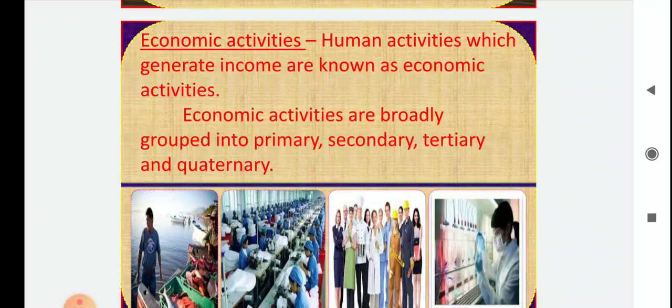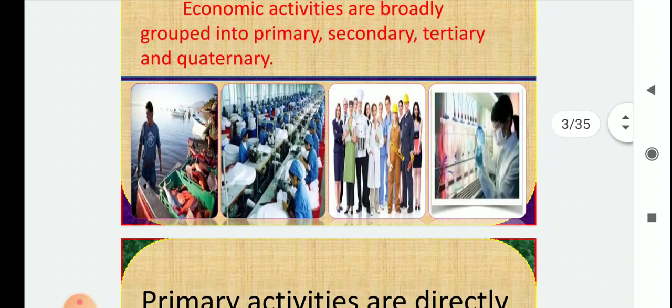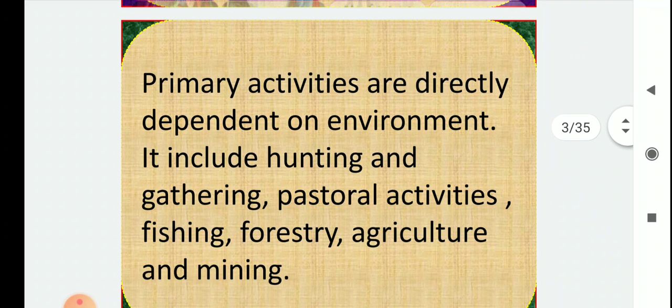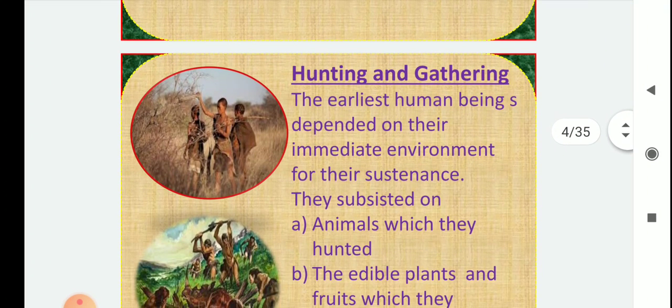But here in this book, students, firstly we will talk about the primary activity, then secondary, and then the third is tertiary. So primary activities are directly dependent on the environment. When people depend on the environment, it includes hunting and gathering, pastoral activities, fishing, forestry, agriculture, and mining.